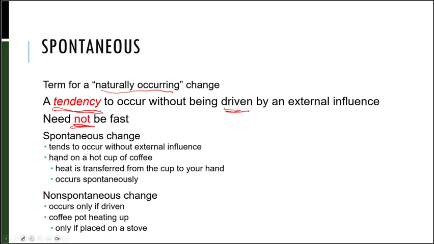An example would be if you put your hand on a hot cup of coffee, that heat is transferred from the cup to your hand. That's a spontaneous change. A non-spontaneous change would only occur if it's driven. It would be like a coffee pot heating up. It would need to be placed on a stove, and energy would need to be forced into that.